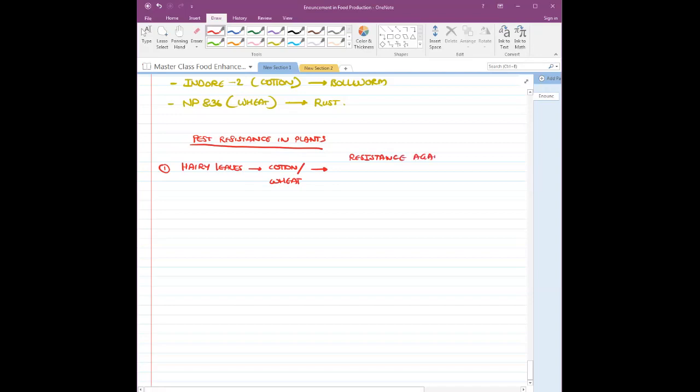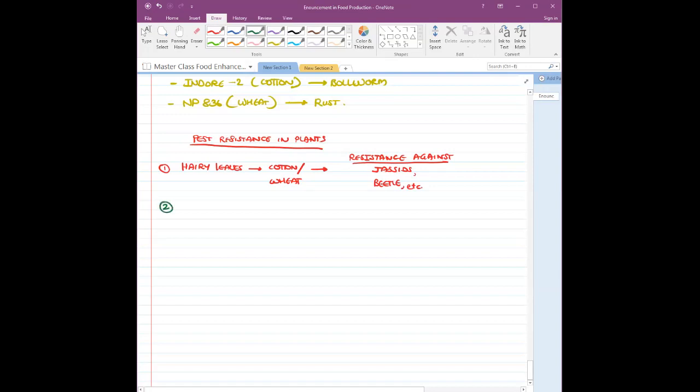I'll just put it down. It is going to give resistance against jassids. Once again, these are small insects, like ticks kind of things basically. Then the next one is that they also take care of beetles. We have different kinds of beetles, but they act on those as well, etc. So this is one variety.